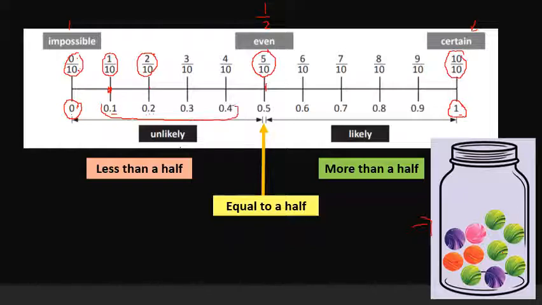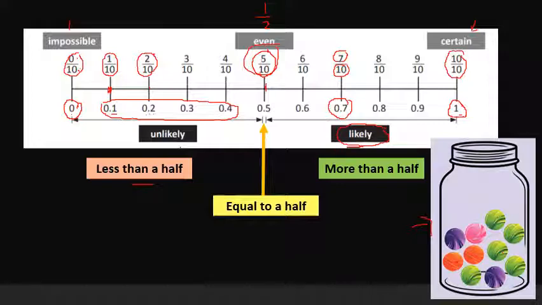So anywhere between 0.1 and 0.4, we'd say it's unlikely. Anything that's less than even, or less than half, is unlikely. Anything that is greater than half, we generally say it's likely. So for example, drawing a green and an orange. So there are 2 orange and 5 green. So that's 7 favorable outcomes for us out of a total number of 10. So our chance is either 7/10, or 0.7, and we would say that that's likely.